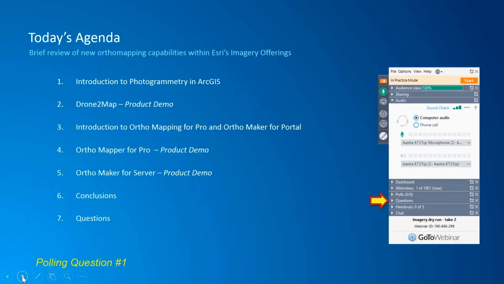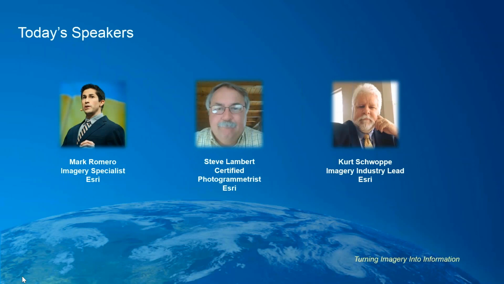And the reason why I want to show the next slide is just because we got the right level of skills on the team presenting today to help respond to any types of questions that you might have. Mark Romero is our imagery specialist here at Esri. He knows how to make ArcGIS dance and sing with all the imagery capabilities. And so he's going to be giving presentations on Drone to Map and those capabilities from that particular product.